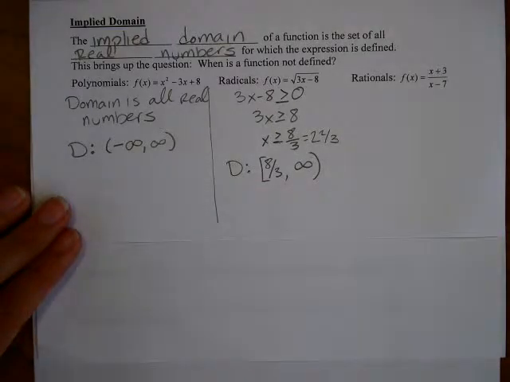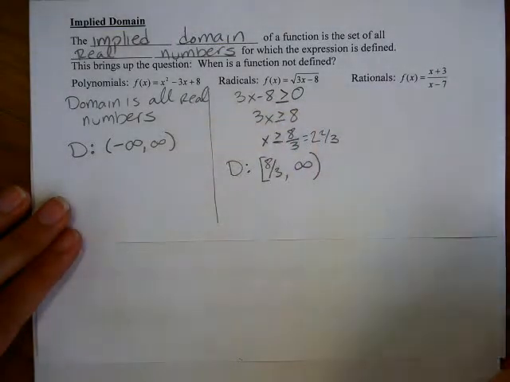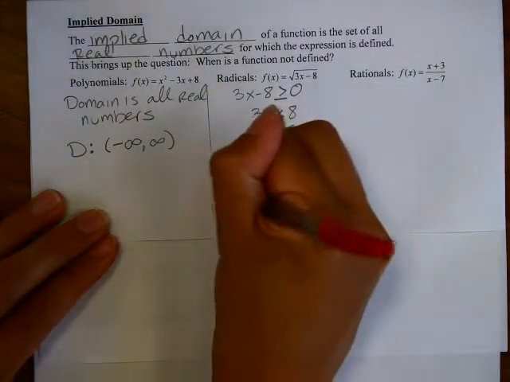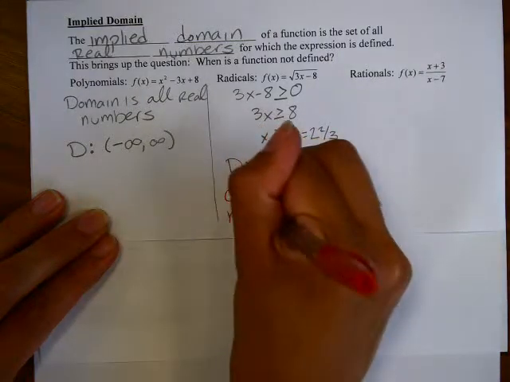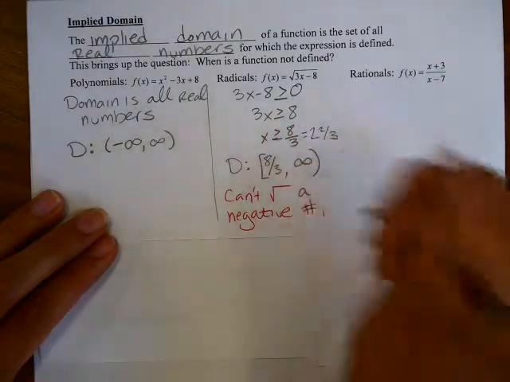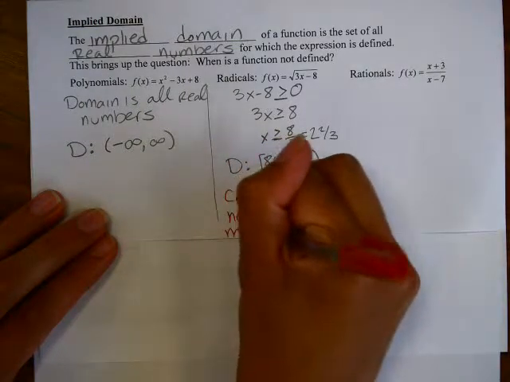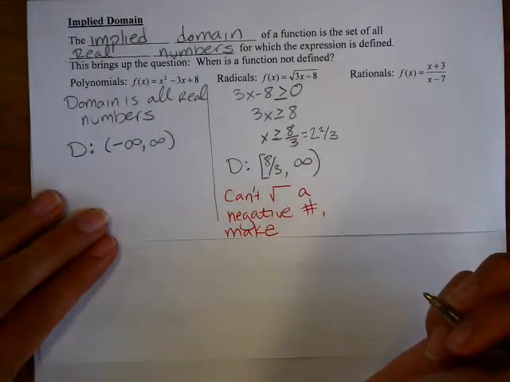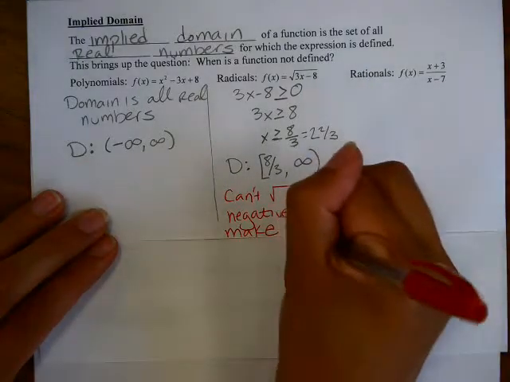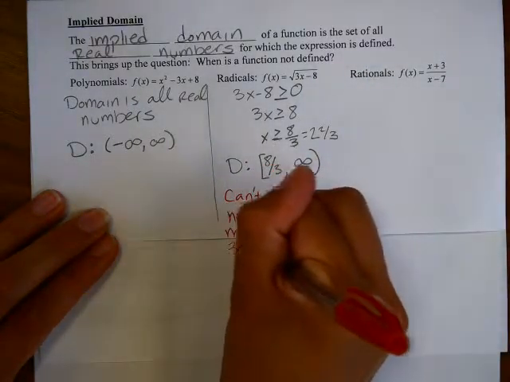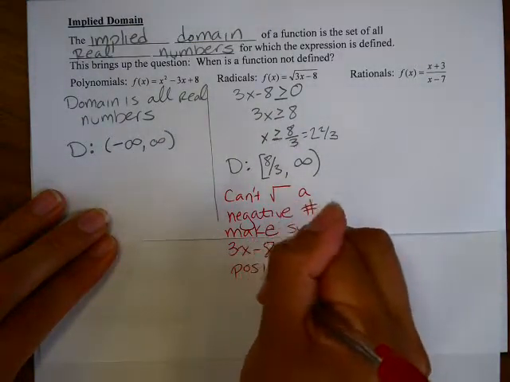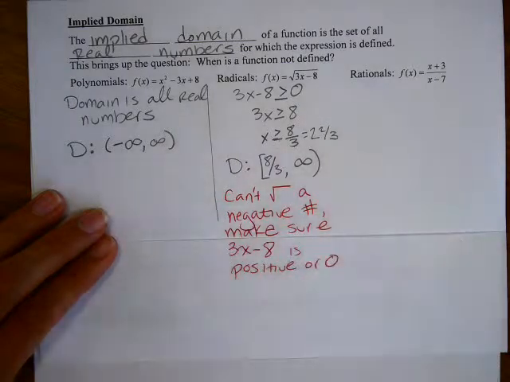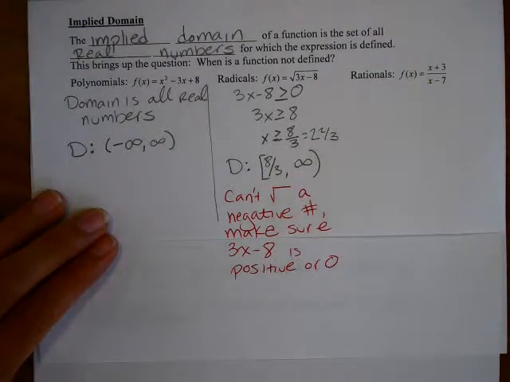Now you can write yourself a note here about how we came up with this little piece. Remember that you can't square root a negative number. You have to make sure that 3x minus 8 is positive or 0. And that was our purpose in what we did here.